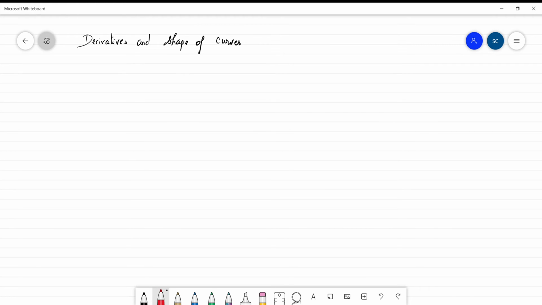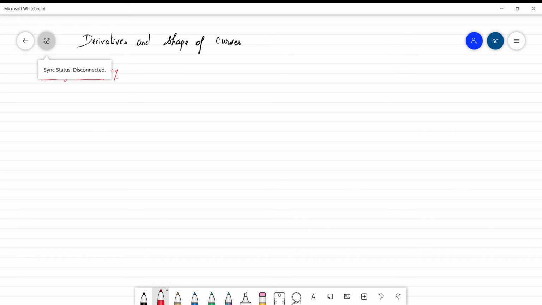Today we will learn how to get information on f, on the shape of f, knowing information on the derivatives. So the first important result is the test of monotony. Test of monotony. So what does it say?